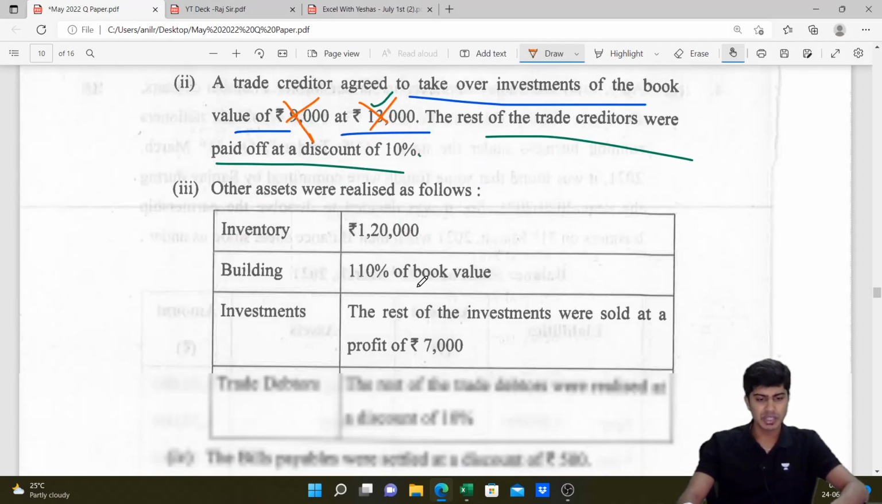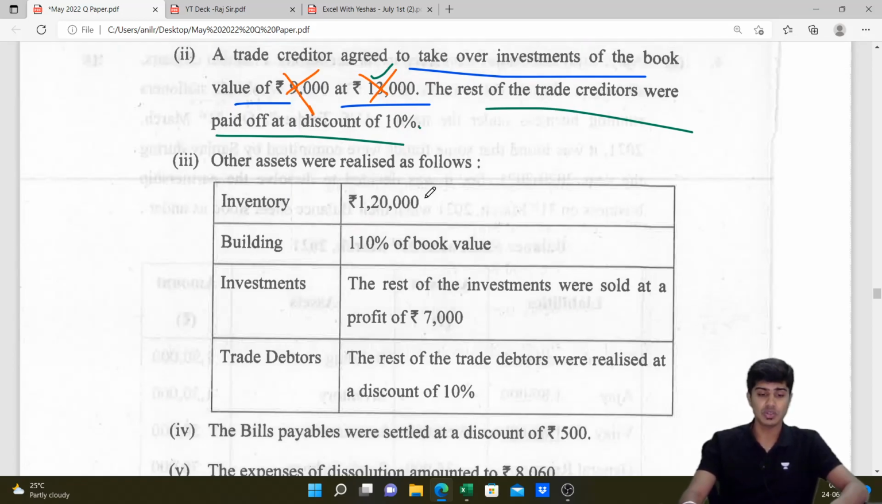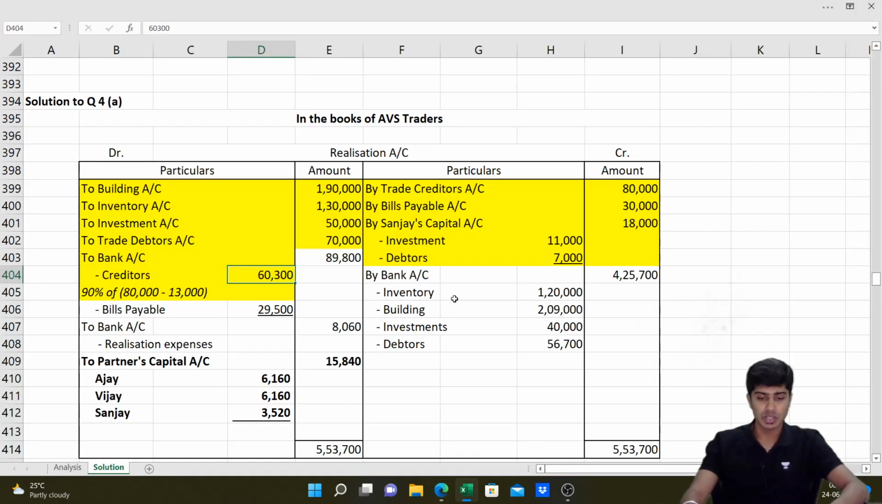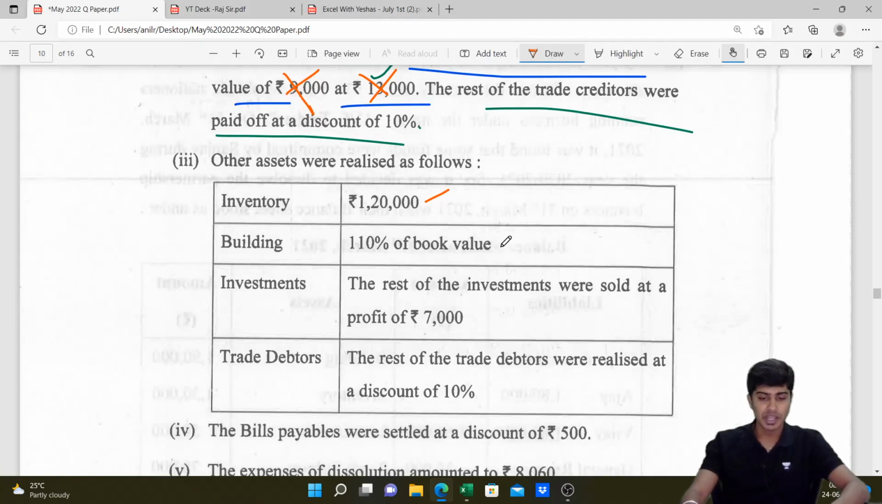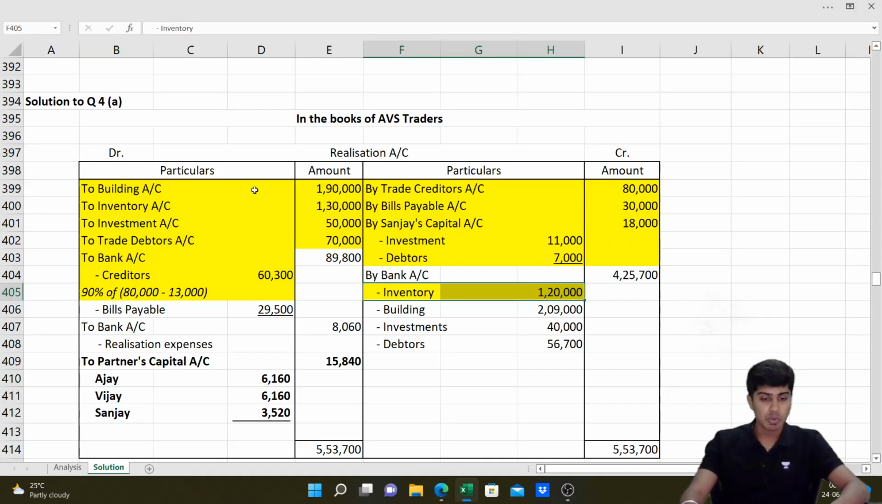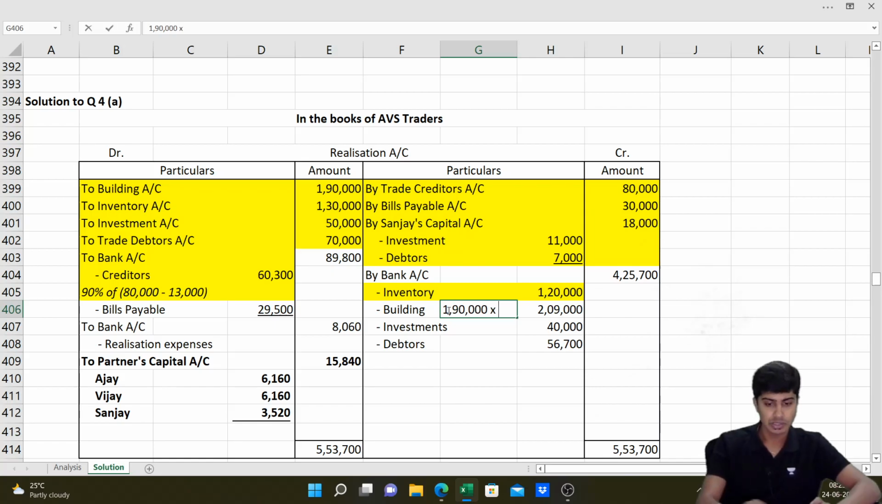Then the next adjustment, the other assets were realized as follows. Inventory 1,20,000. So inventory realized 1,20,000 rupees for us. Fantastic. Building 110% of book value. Book value of building is 1,90,000. So we'll do 1,90,000 into 110%. That's what we did.